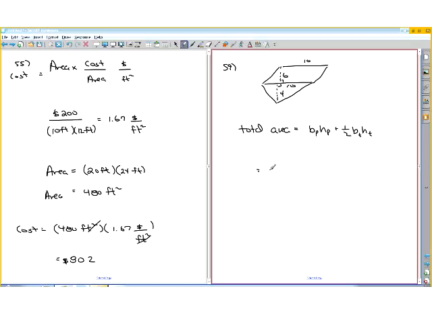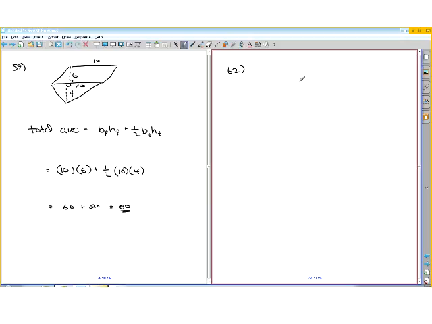Well, the base of the parallelogram is this, which is 10. And are the units? No. So we have 10 times the height of the parallelogram, which is 6, plus 1/2 the base of the triangle, which is also 10, times the height of the triangle, which is 4. So we get 60 plus 20. 40 divided by 2 is 20. And so we get 80. That's the total.